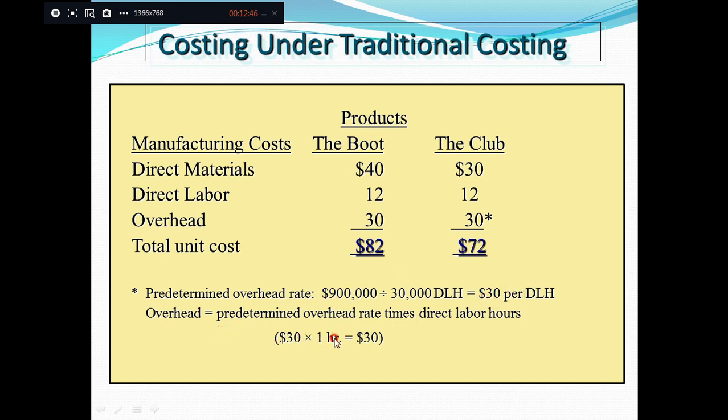So, as given in the previous slide, each product requires 1 hour of direct labor, then $30 per direct labor hour times 1 hour, we will find $30 of overhead cost for each of the products, because all the products require an equal 1 hour of direct labor.